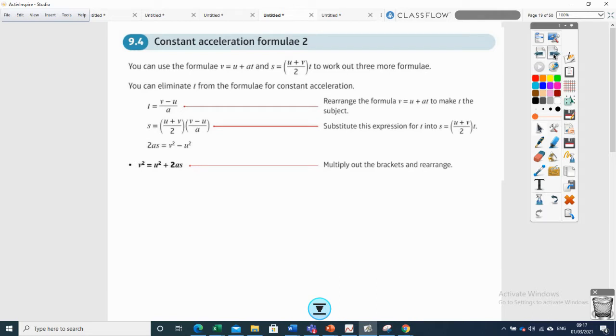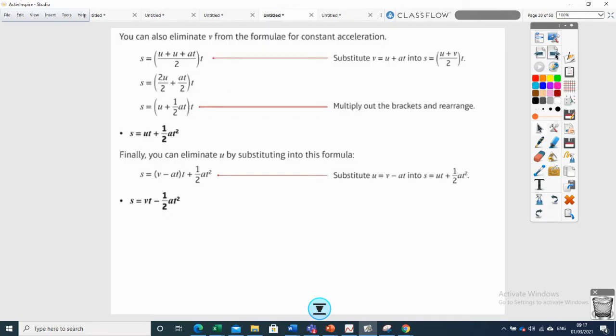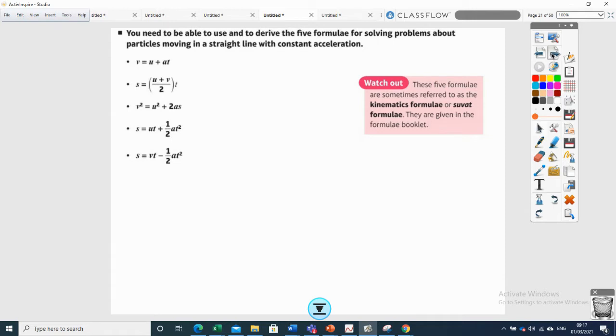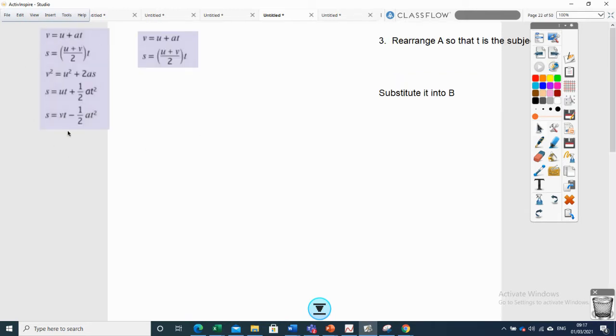The textbook goes through it for you like this, but I'm going to start from here. These are all five of the formulae, and what we've derived so far is these two from the graphs. We need to now derive these final three, and you'd be expected to do this in an exam. First, we're going to substitute this equation directly into this equation here. So we're going to substitute u plus at in for v.